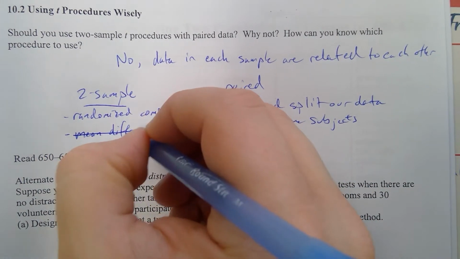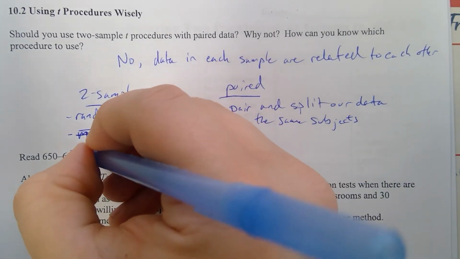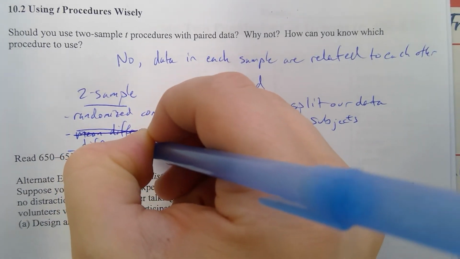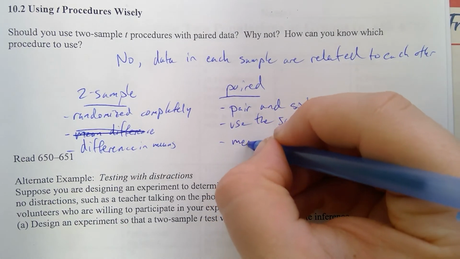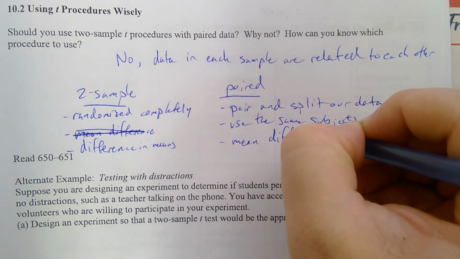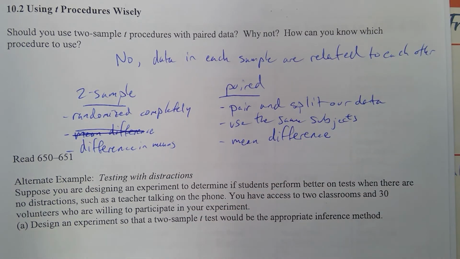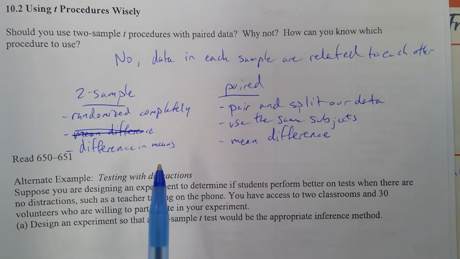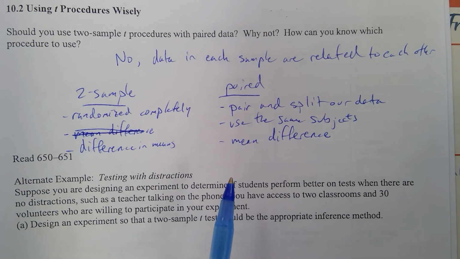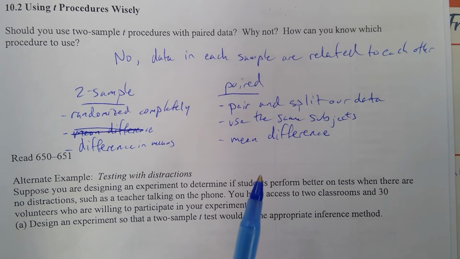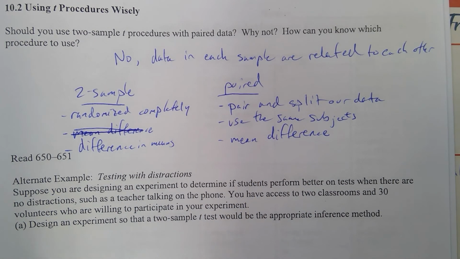Oops, made a mistake. 2 sample, we're looking for the difference in means. In paired data, we're looking for the mean difference. So paired data, we essentially are just getting one value. This is difference in means, so I have 2 groups that I'm taking the means of. In paired data, I have a bunch of differences that I got because I took the difference in them. We can talk about this more in class if we're confused on the difference between 2 sample versus paired.